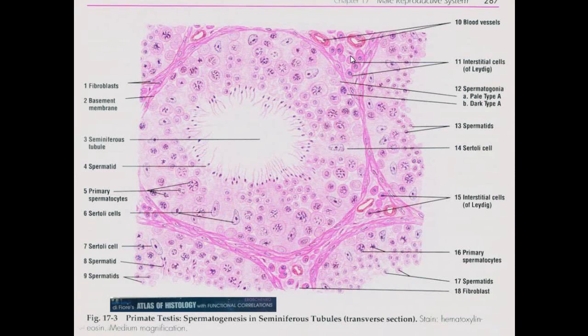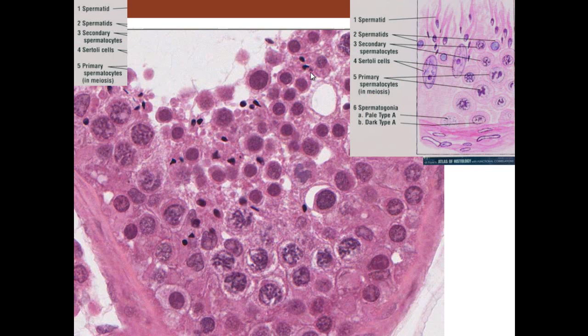So here we see interstitial cells, but then here's a seminiferous tubule. You can see mature spermatids just about to be released, and younger spermatids in through there, primary spermatocytes, spermatogonia in through the base, and then we see Sertoli cells as well.